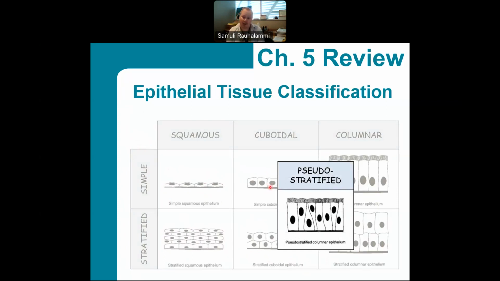I do also want to mention at this point that we do have some tissues that we can call pseudostratified. So these are epithelial tissues that might appear as being made of multiple layers, but in reality, it's just a single layer that we see. So pseudo referring to fake. So in this case, fake stratified tissues. They're not really stratified, they pretend to be stratified, but in reality, they're just one single layer of cells.